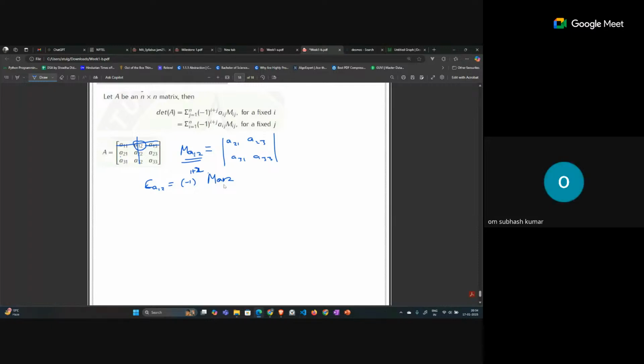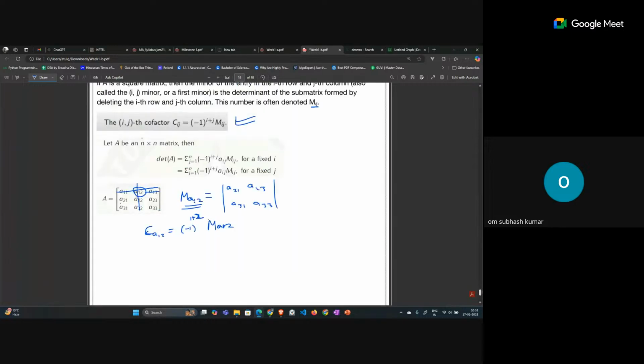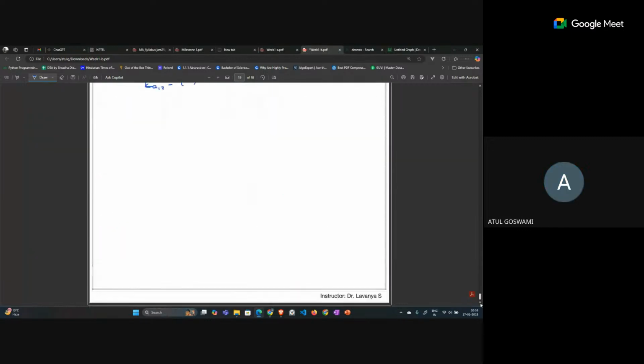Sir, can you explain the 1 plus 2 to the power? Yes, 1 plus 2, because we are finding this for the entry 1 2. Basically it is the row number plus the column number. Suppose we are calculating for A13, the power will be 1 plus 3. Yes, exactly. So this is the slides, it's completed. Now we can move.